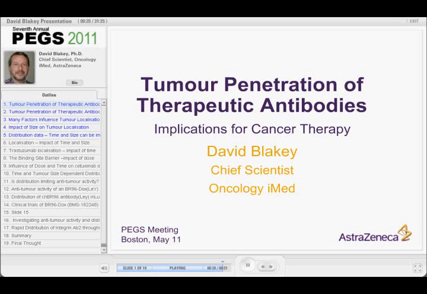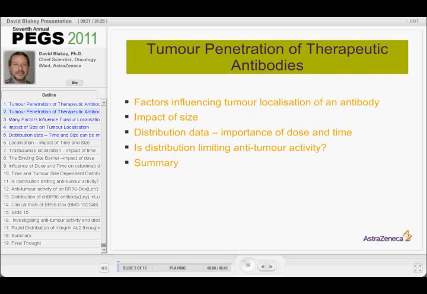So, kicking off, I'm going to give a brief introduction. Dave's done a great job in introducing the topic, so I haven't got a lot of slides on these first two bullets, factors influencing tumour localisation and the impact of size. I'm mainly going to focus on showing you some distribution data, and I've really reviewed the literature. We've also carried out some studies ourselves looking at antibody distribution in tumours, so that's the sort of data I'm going to be showing you.